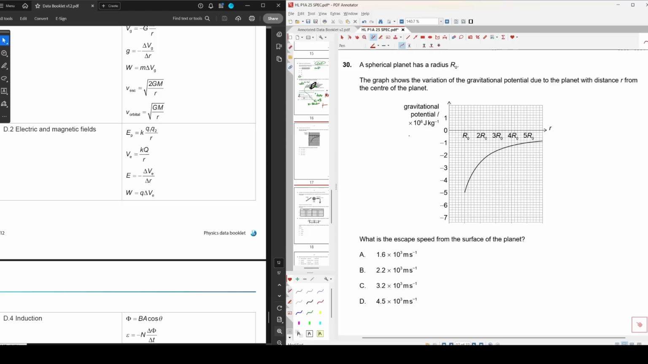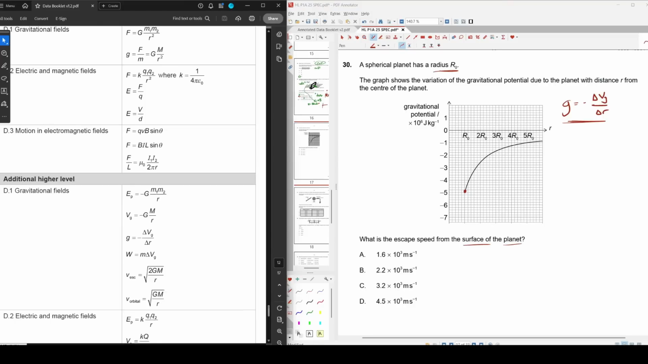Okay, I got a potential versus distance graph. I know one thing immediately, this is a graph to memorize: the gradient of this graph is field strength. Let's see if that does anything for me. What's the escape speed from the surface of the planet? The surface of the planet is one radius of the planet away from the planet. So this is the point I care about. I could use this graph to find the field strength at that point. Will this help me with my escape speed? Well, kind of. I can do some trickery.